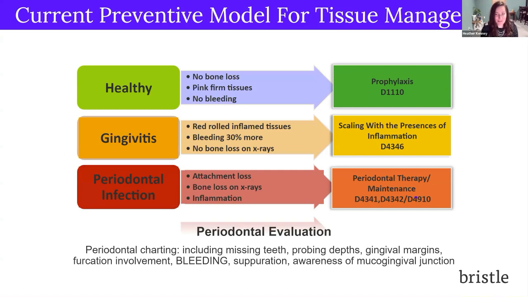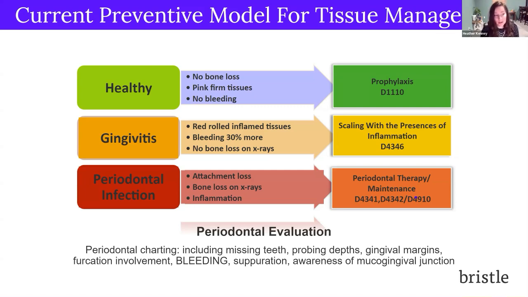So let's talk a little bit about the current, what I call, reactionary dentistry model. As hygienists, we basically have three pathways to help treat our patients. Healthy is considered no bone loss, pink stippled firm tissue, and no bleeding, where we use a prophylaxis for treatment, and usually those patients are put on every 6-month recall. Currently, we finally do have a code to help with gingivitis. Those patients have to have at least 30% bleeding, which, if 30% of the mouth is bleeding, is probably not the most preventative process, because if we have bleeding, we have disease already.